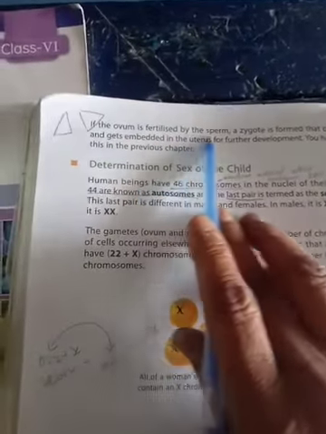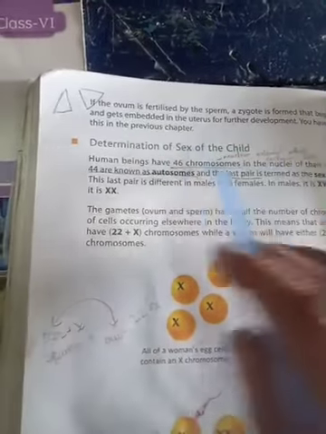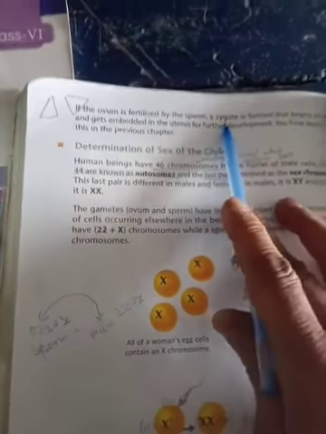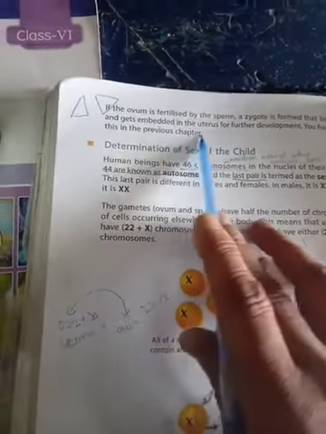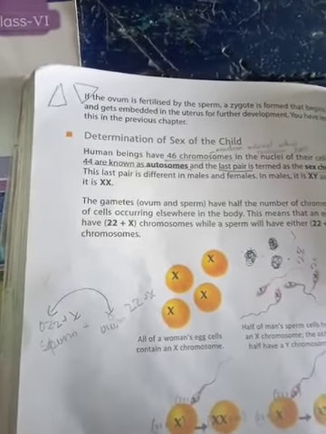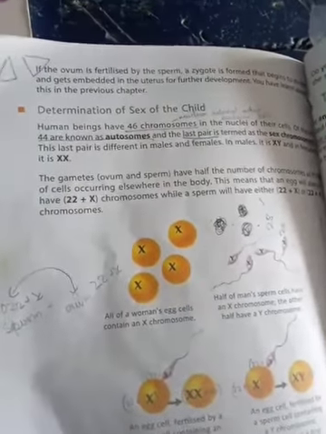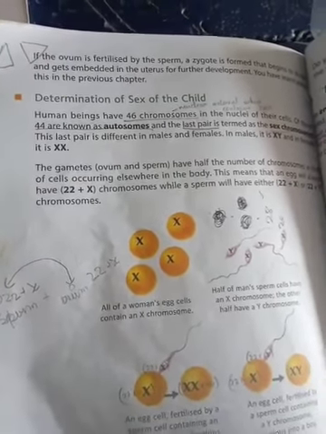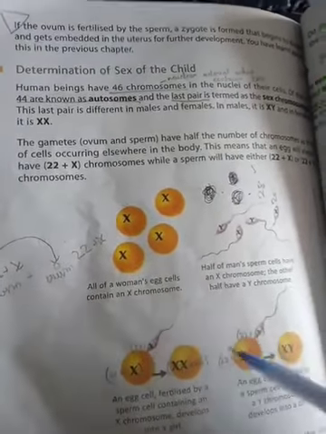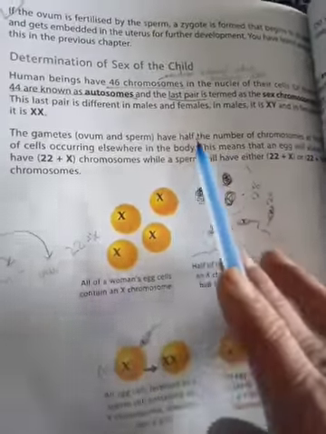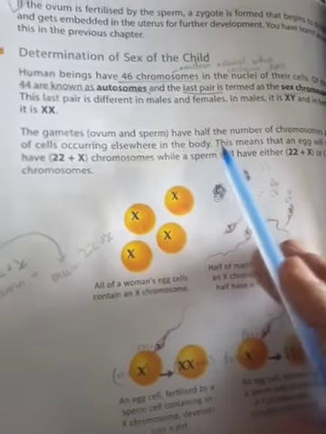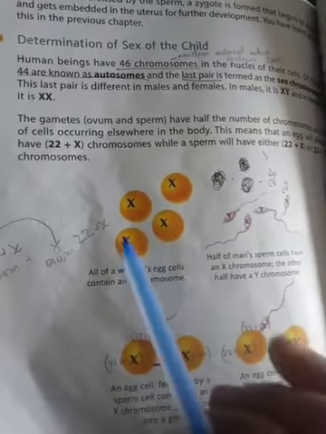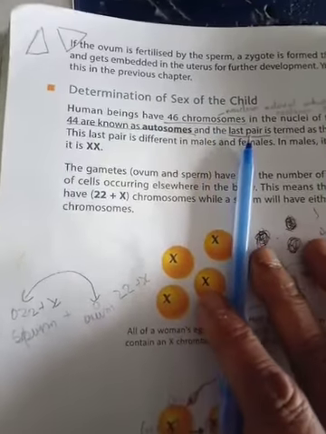If the ovum is fertilized by the sperm, a zygote is formed that begins to divide and gets embedded in the uterus for further development, as you learned in the previous chapter. Cell division increases the number of cells and it changes into an embryo; as it develops organs and body parts, it is called a fetus. The zygote, embryo and fetus all develop in the uterus, and the baby gets food from the mother through the uterus. So let us stop it here.